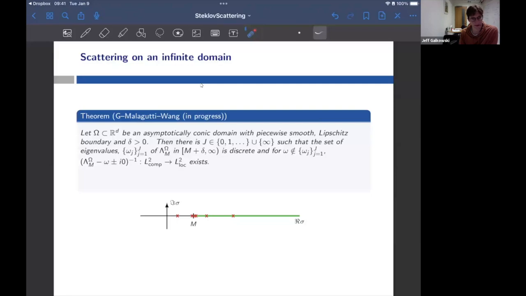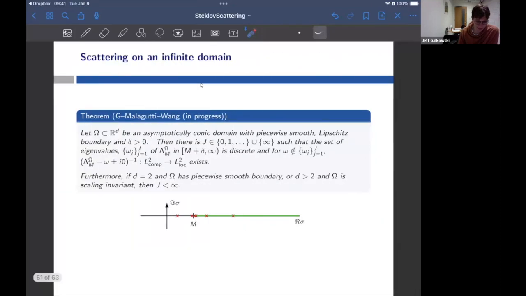But at the moment, we don't know. But away from these eigenvalues, the limiting absorption resolvent for the Dirichlet-Neumann map exists as an operator on these spaces. You can describe, of course, much more sophisticated spaces on which this thing exists, but as an operator from L2 comp to L2 loc, this resolvent does exist.